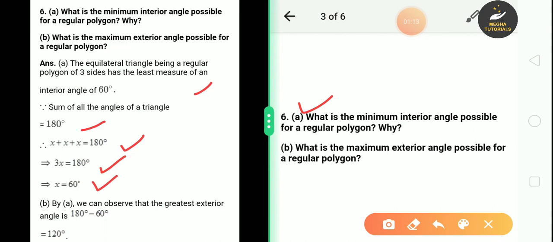Okay, then to find each exterior angle, now the interior angle is 60 degree, so using linear pair you can find the exterior angle. So 180 degree minus 60 degree is coming 120 degree. So this is the answer for question B, that is each exterior angle will be 120 degree. So this is the maximum exterior angle possible for a regular polygon.